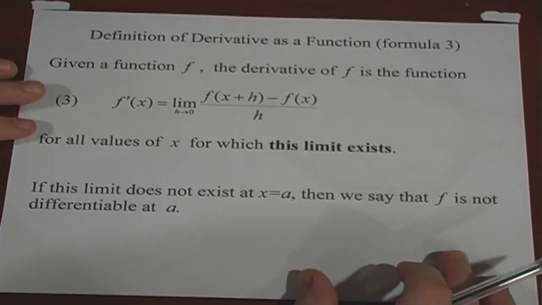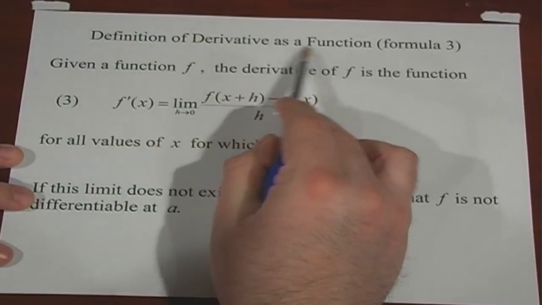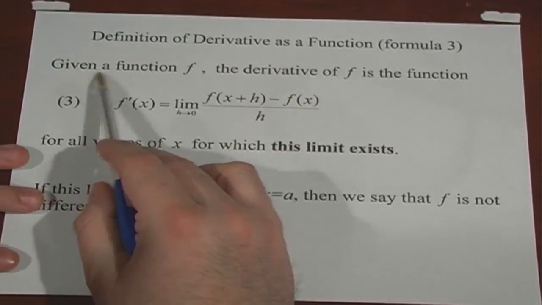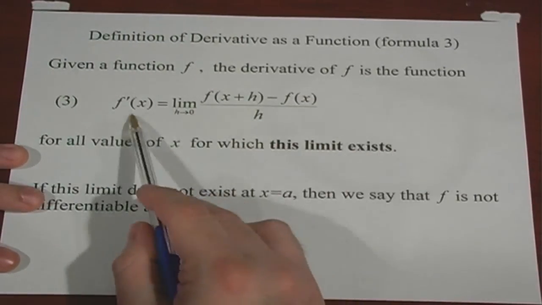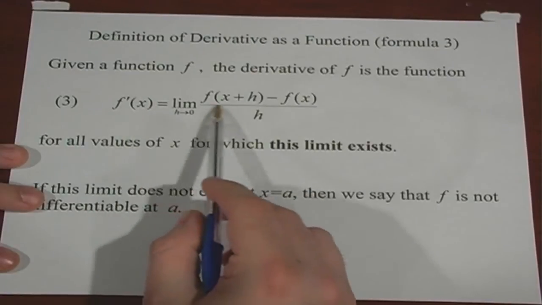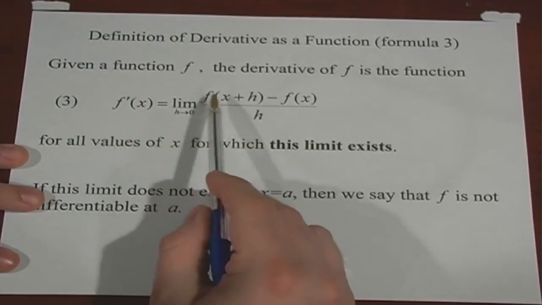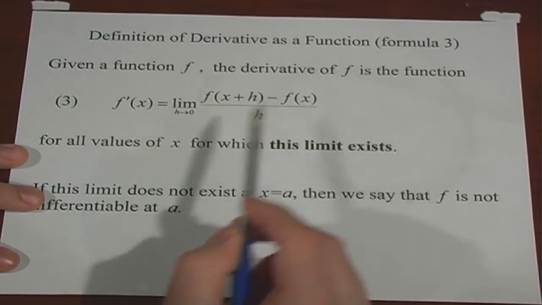So that brings us to formula 3, which is basically exactly the same as formula 2, except I change all the a's to x's, because if you leave the a's in there, the formula will have a's in it, and I want the formula to have x's in it, because functions usually have x's in them. So anyway, definition of derivative as a function. Okay, formula 3. Given a function f, the derivative is this function. This is exactly what it said in formula 2, except I have an x here, here, and here instead of a's there.